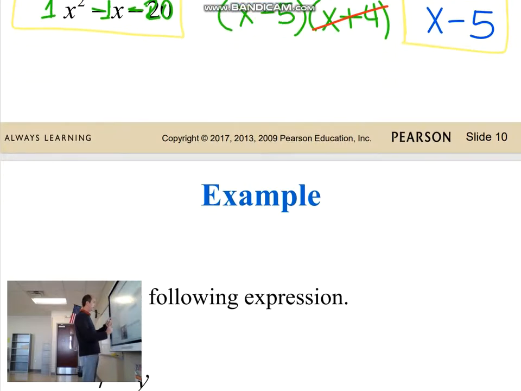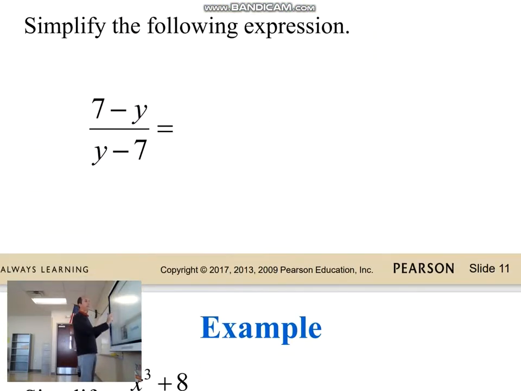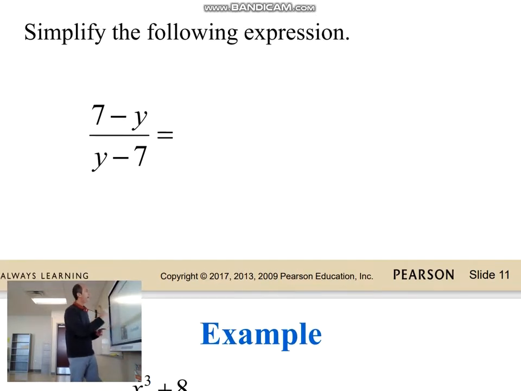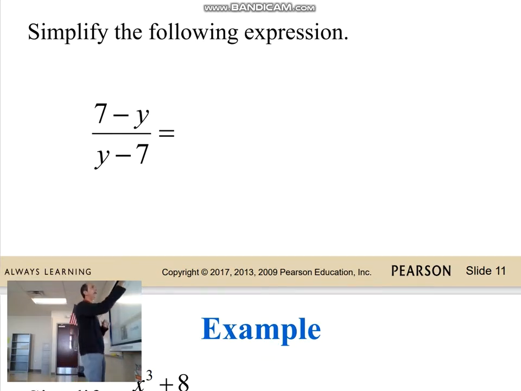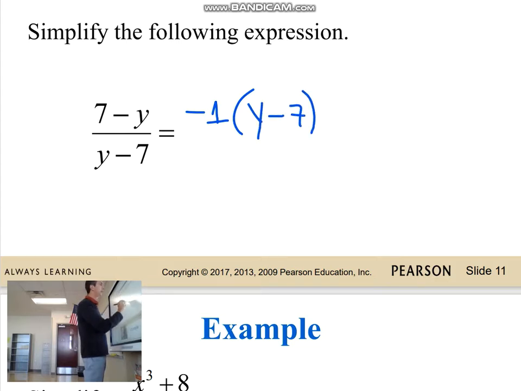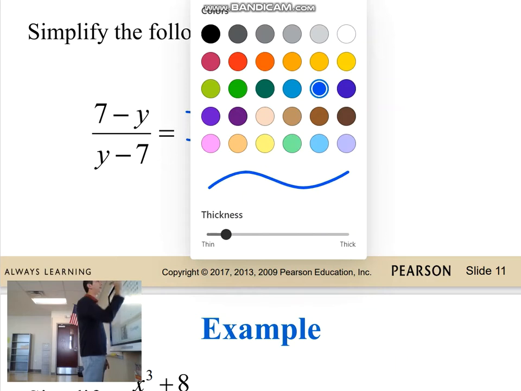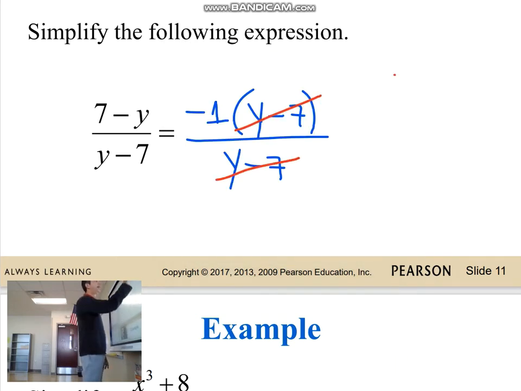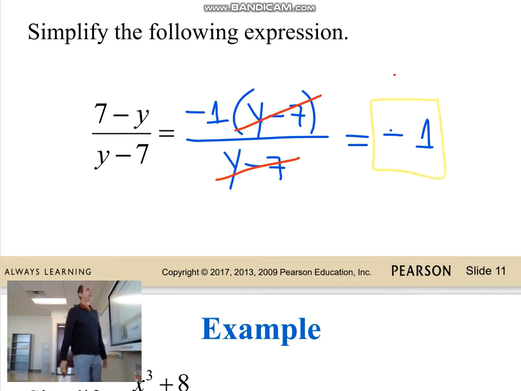Okay, now check the next one. And this is a very interesting one. Look, 7 minus y over y minus 7. They kind of look the same, but not in the right order, right? It's not exactly the same. Well, one thing that we can do is factor out -1 from one of these expressions, the numerator or the denominator. So factor out -1 from the numerator, and then you will have y minus 7. And on the denominator, you will have y minus 7. Look! Now you have common factors. You can cancel, you can simplify, and the result is -1.